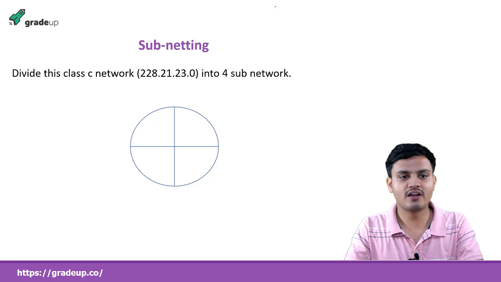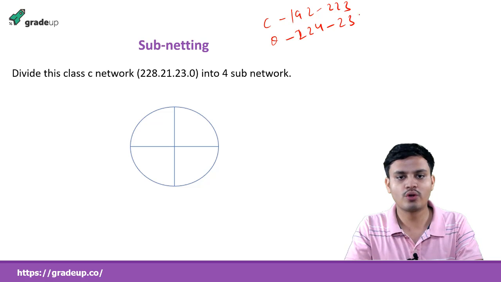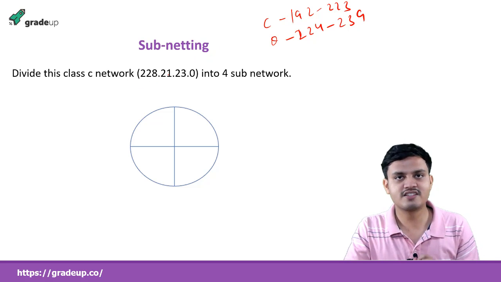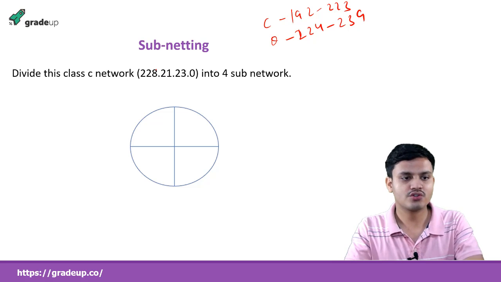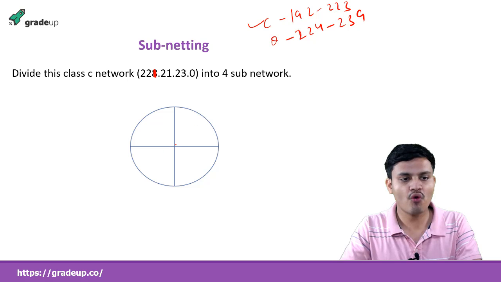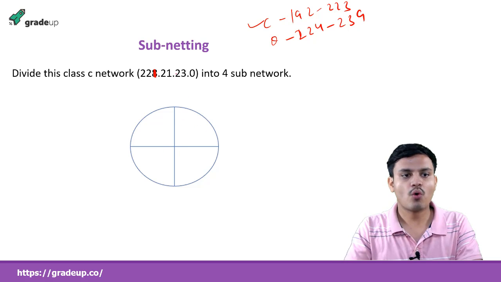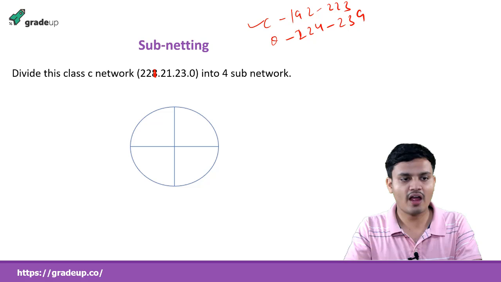If you see, class C is from 192 to 223. So it belongs to class D, and class D goes up to 239. But I should not take class D, because I told you that class D is used for group mailing. So make it as 1. Here we have 1. Now it belongs to class C, and we want to divide it into 4 subnetworks.